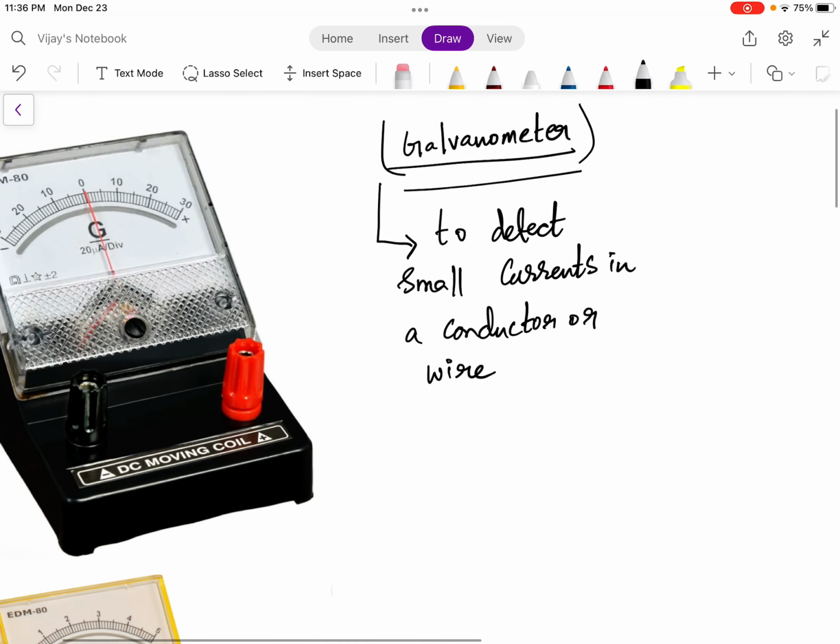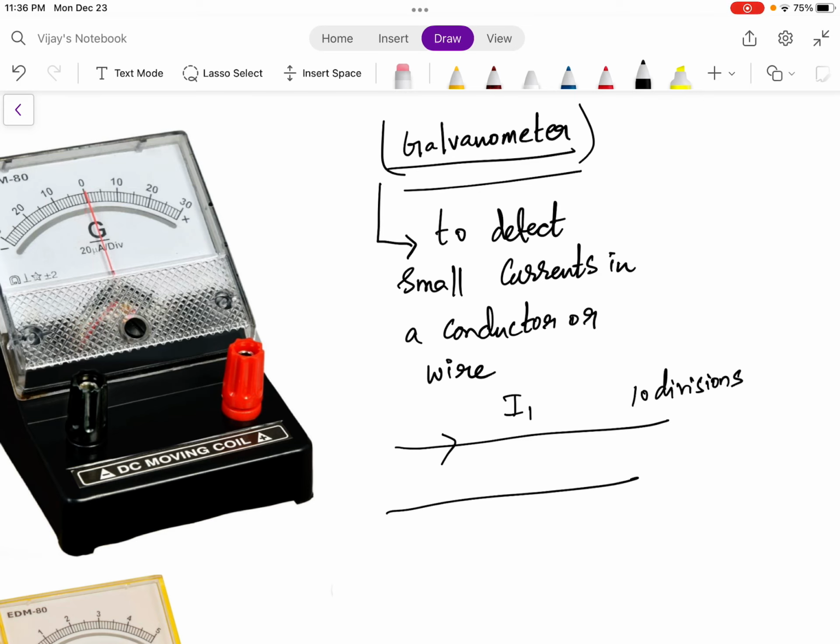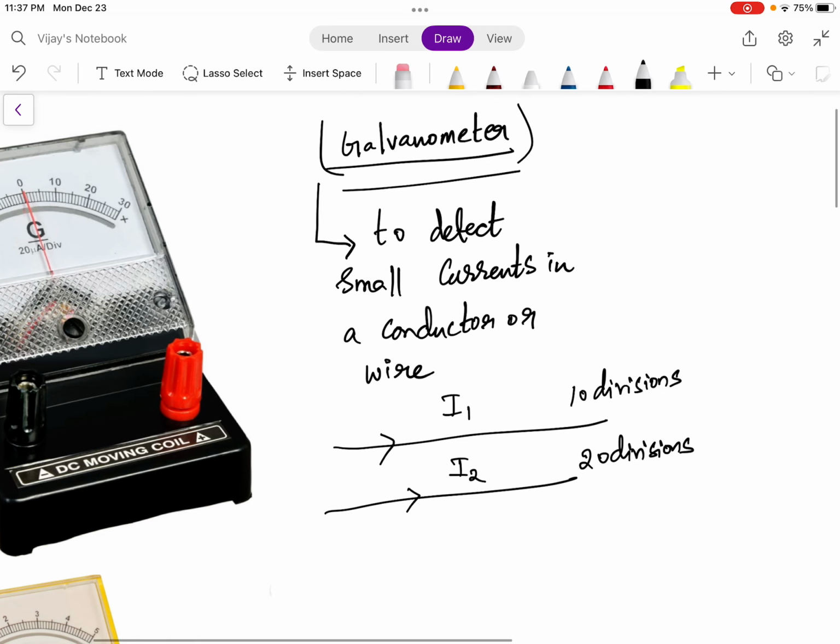But suppose there is a wire, and some current is flowing, let's say I1, and the galvanometer has shown some 10 divisions. Now I have connected this galvanometer to another wire. Some current I2 is flowing and the galvanometer has shown 20 divisions. So if I don't know exactly how many microamperes or how many amperes one division is, I cannot exactly say what I1 and I2 are. But what I can say is I2 is greater than I1. That means I can compare these two currents.